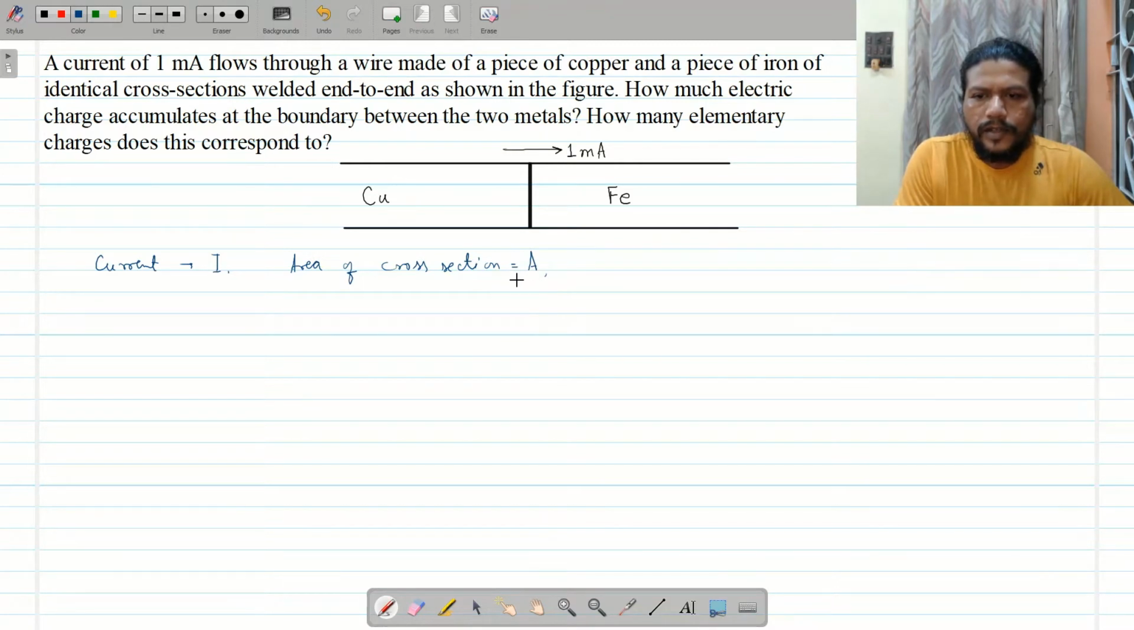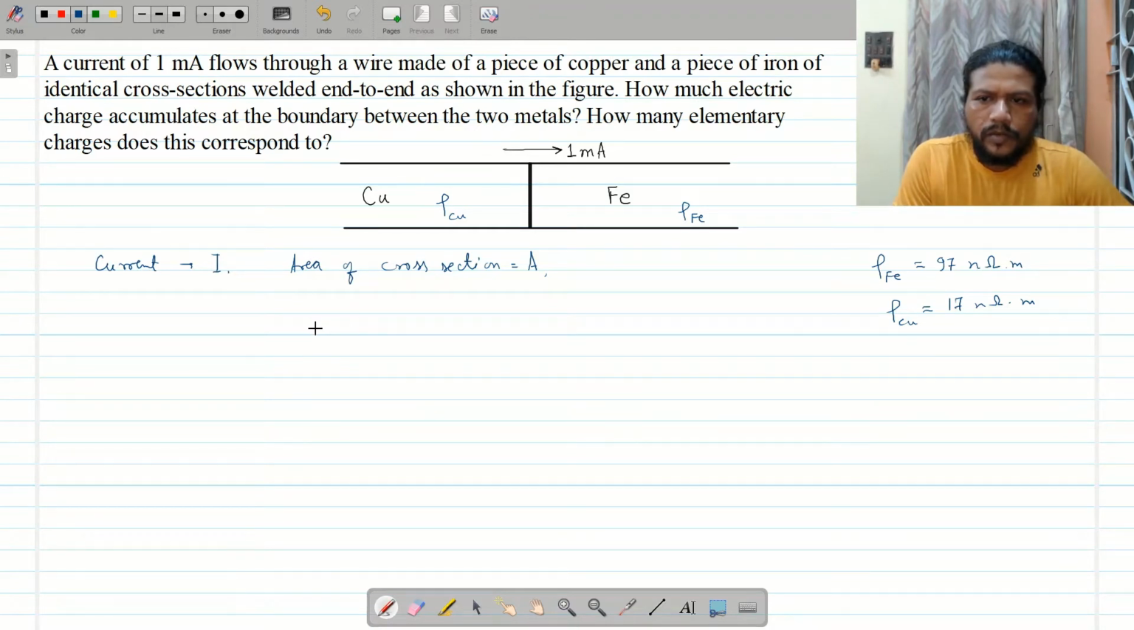And the resistivities of the two metals, let's call them rho of Cu and rho of Fe, whose values are approximately known. The resistivity of the iron is approximately 97 nano ohm meter, while that of copper is approximately 17 nano ohm meter. These values we should work with. In this case, the current is given to be 1 milliampere.